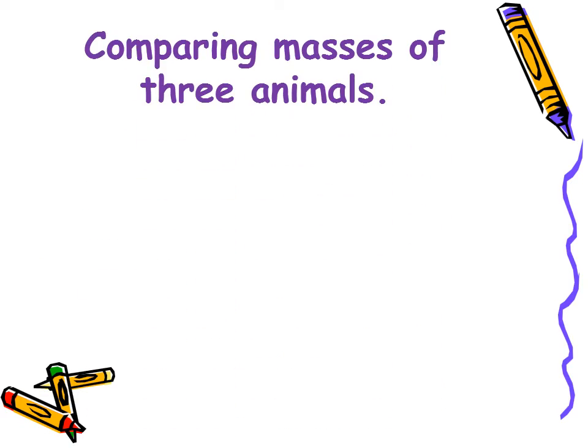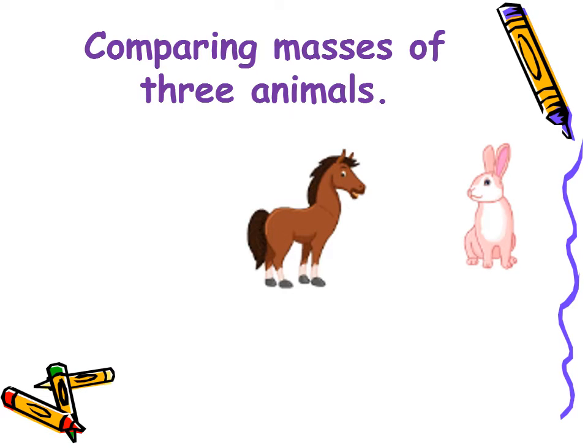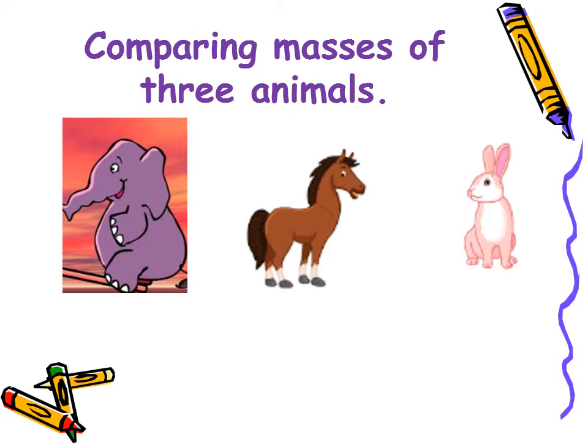In the previous slides, we compared between two items. And now, we will compare between three animals. We will compare masses of three animals. We have a rabbit, a horse, and an elephant. If we compare between two items, we use the words heavier and lighter. But if I am comparing between more than two, as you see in the picture, we have three animals, we will use the words heaviest and lightest.